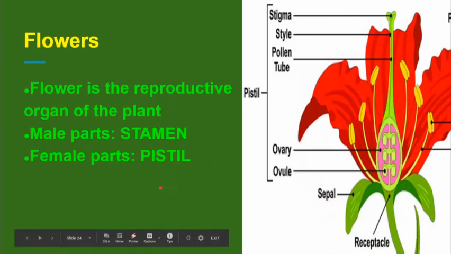Now we look at the structure of a flower. Flower is the reproductive part of the plant. There are two parts, male part and female part, in a flower. Some flowers will contain only the female part or only the male part. They are called unisexual flowers. In some flowers, both types of parts are present, female as well as male. Those we call bisexual flowers. So here it is showing both female and male parts. This is a bisexual flower, and this is the hibiscus flower.